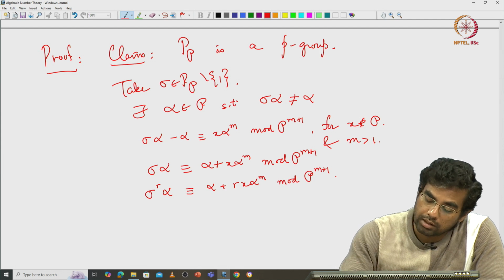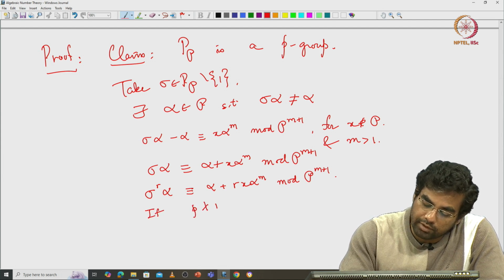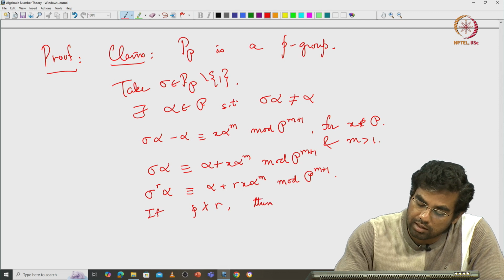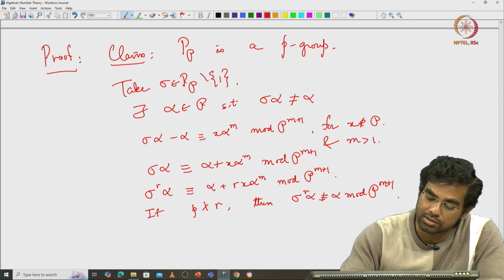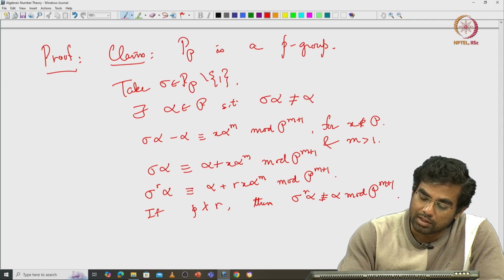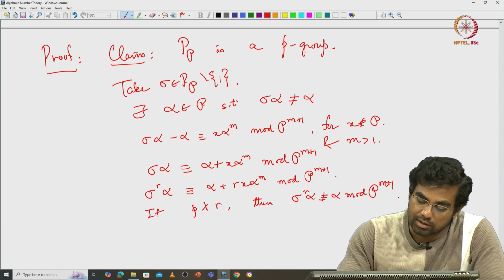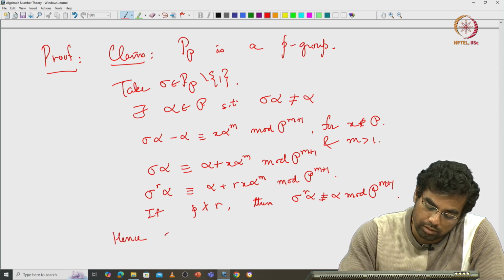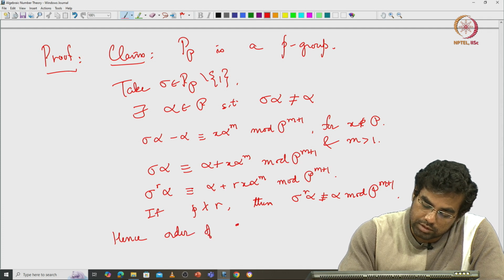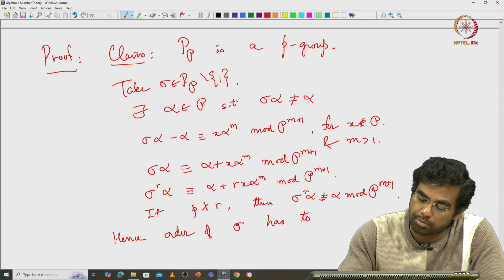Right. And if p does not divide r, then sigma to the r alpha cannot be congruent to alpha modulo p to the m plus 1, because alpha to the m is not in p to the m plus 1 and r times x is also not in p. So this means that the order of sigma has to be divisible by p.